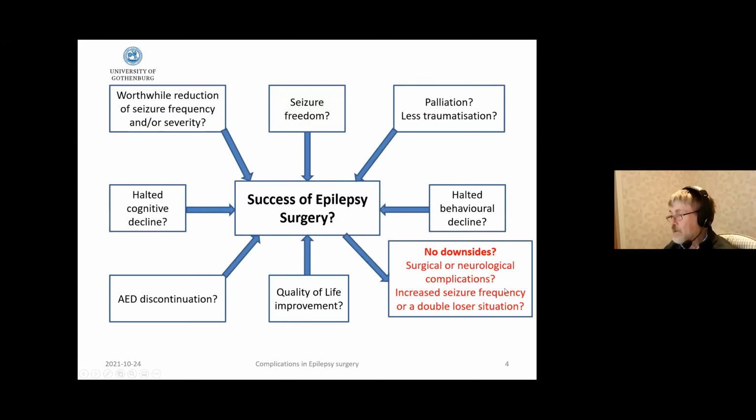We don't want any surgical or neurological complications. We don't want an increased seizure frequency. We don't want a double-loser situation. We all know that the expression of double-loser situation is a patient that still has the seizures left, perhaps a little bit less frequent, but have also a neurological deficit. So that's the worst situation.